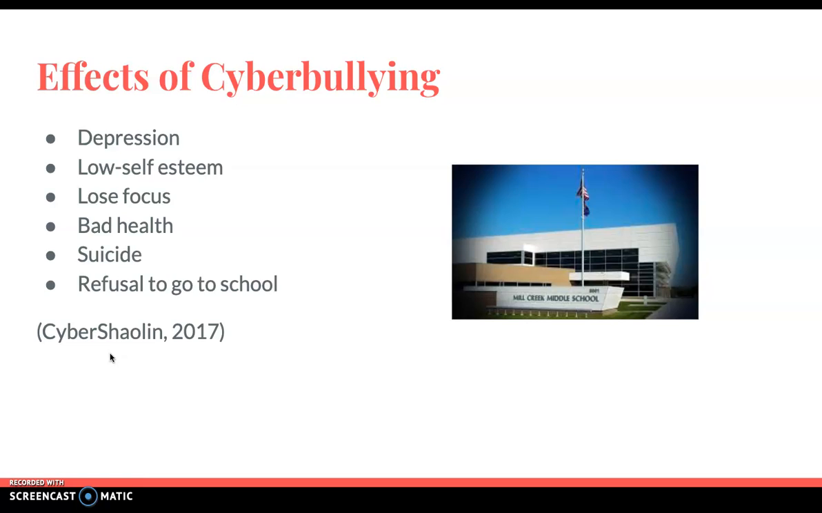Low self-esteem. If you're going to tell somebody or hear that you're not very pretty or you're not a good athlete, that's going to give you low self-esteem. You're going to lose focus in school and other things because you're just going to be thinking about who's looking at me, who's judging me, who's looking for the next mean thing to say about me online. It's going to result in bad health. It results in suicide and refusal to go to school.